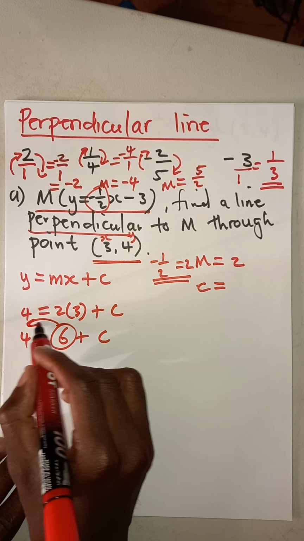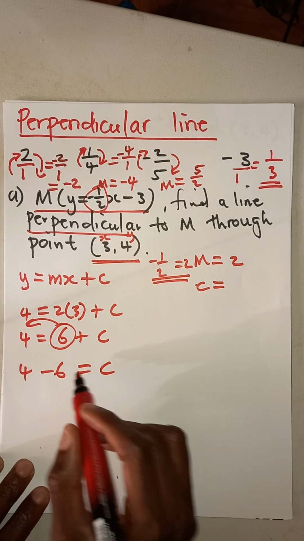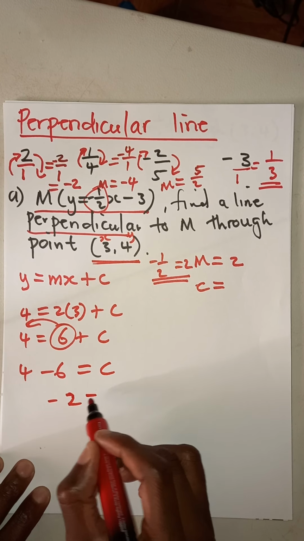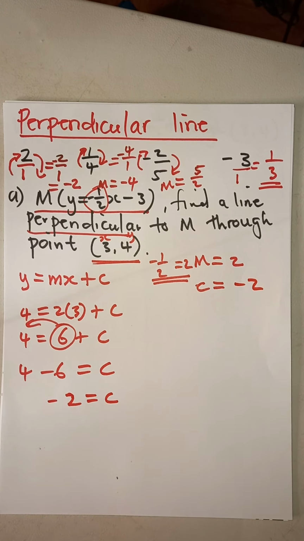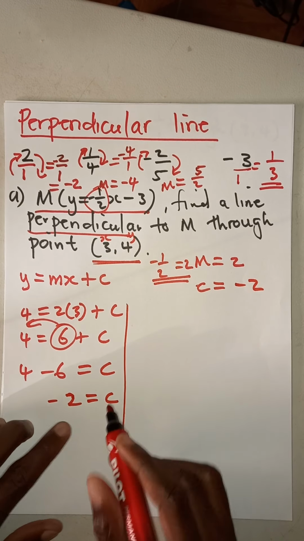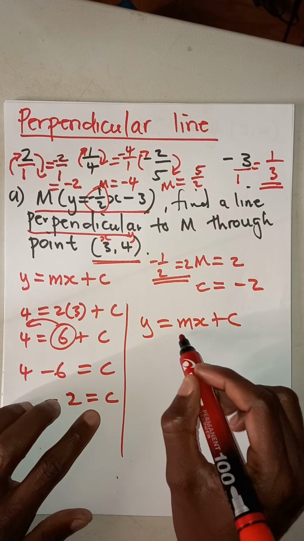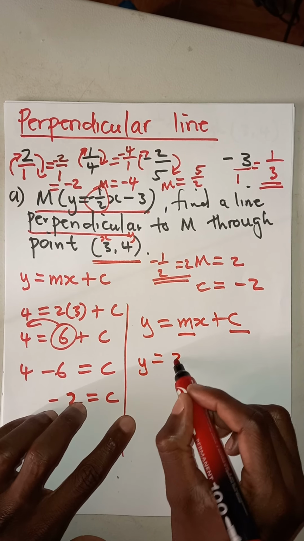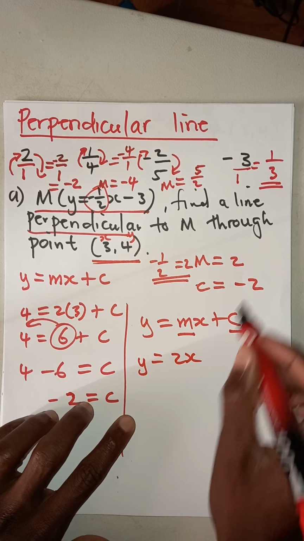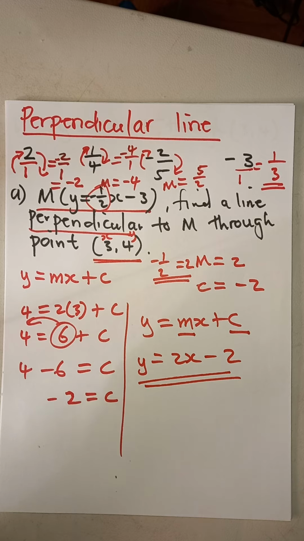And then this one crosses the equal sign, then we have 4 minus 6 equals c. So 4 minus 6, it gives us negative 2 equals c. So now we know the y-intercept will be negative 2. So then we can write the equation of the line y equals mx plus c. So we only replace m and c. So y remains, m is 2, x, c is negative 2. So this is the line which is perpendicular to the given line.